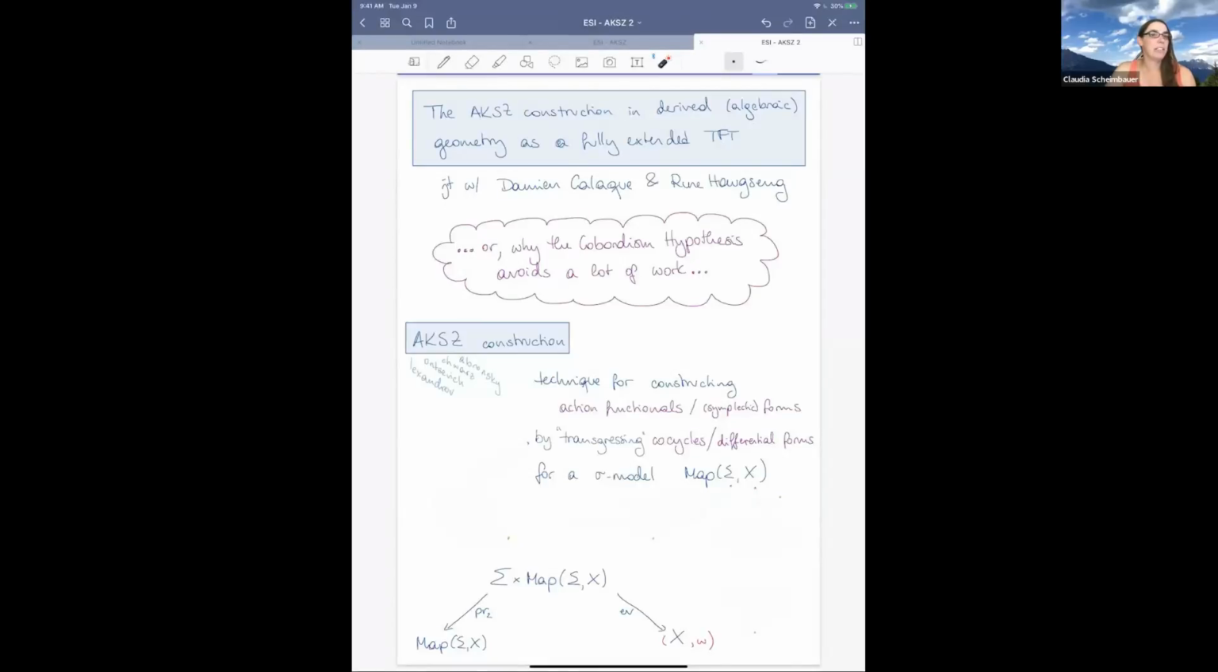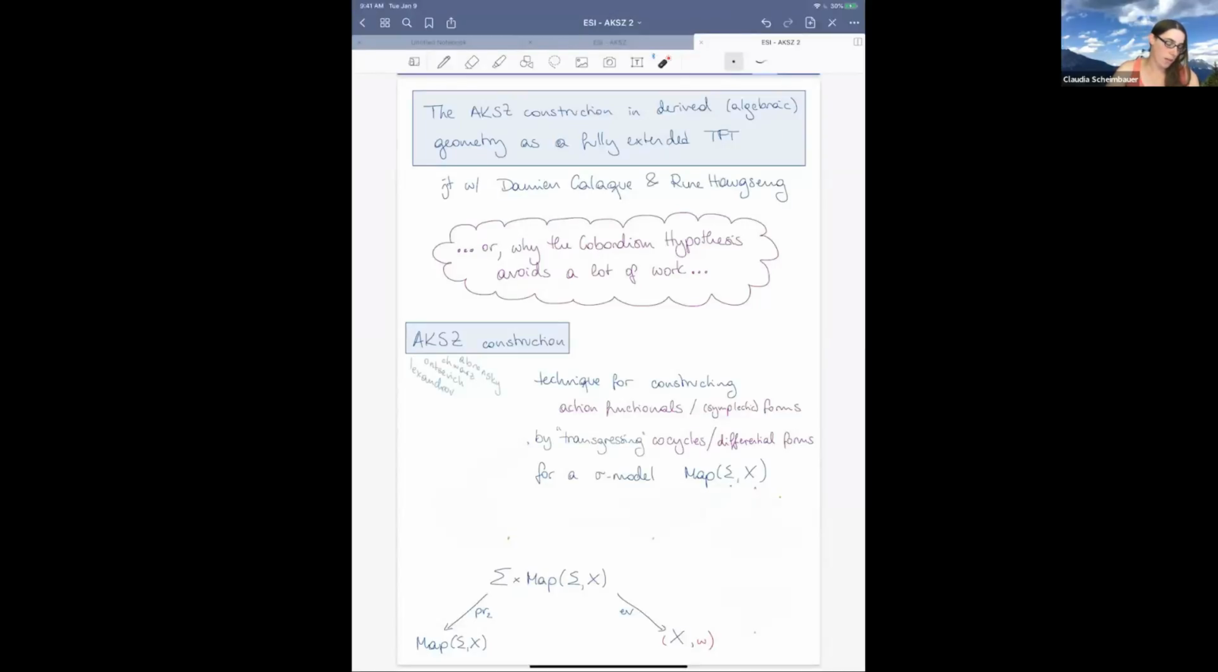All right, so what I'm going to be talking about today is the so-called AKSZ construction interpreted in derived geometry. And the goal of this project is to construct this as a fully extended TFT. So this is a project that has been many years in the making.